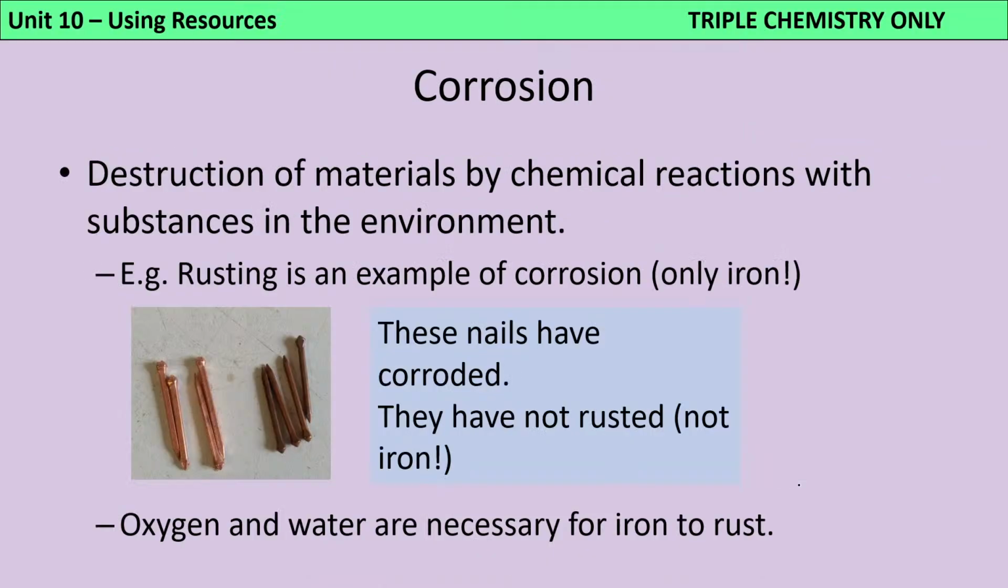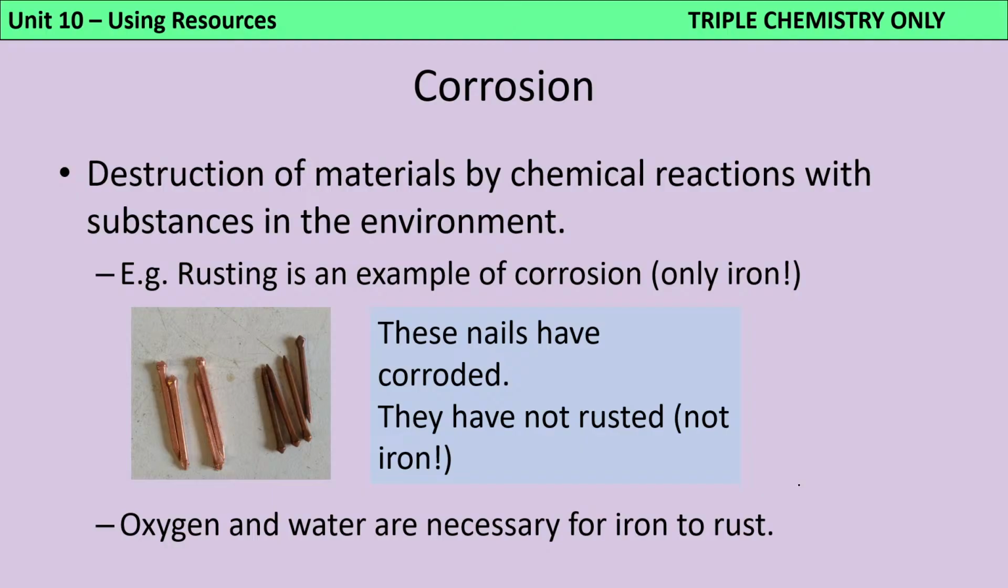Okay, we're now on to triple science stuff again. Okay, when we talk about corrosion, we're talking about substances being destroyed because they're reacting with chemicals in the environment, usually oxygen and water, but it could be other things as well.